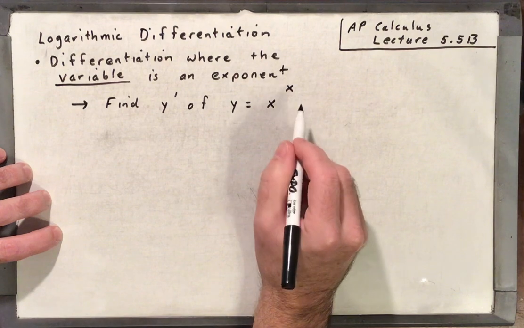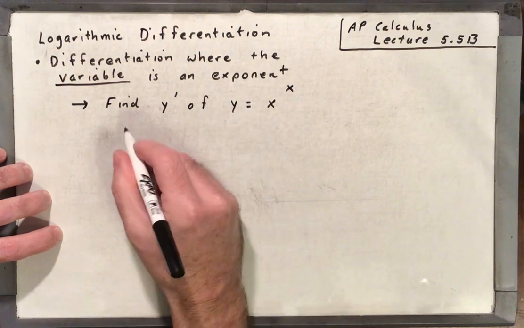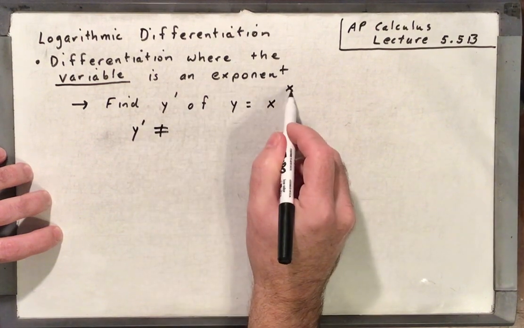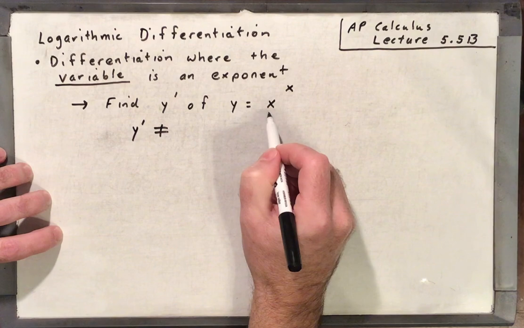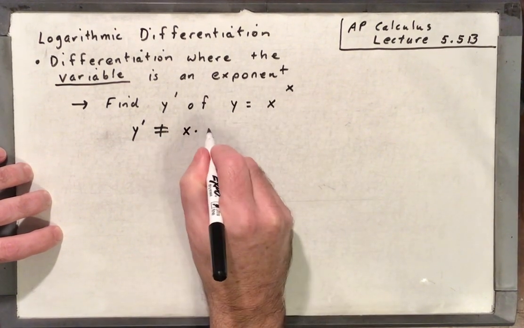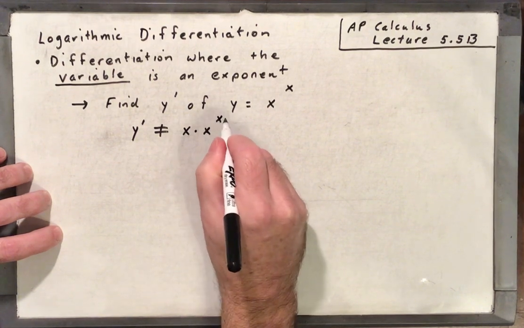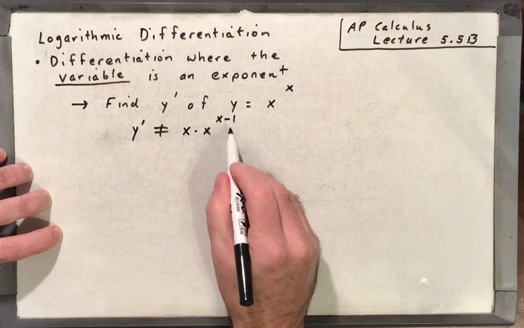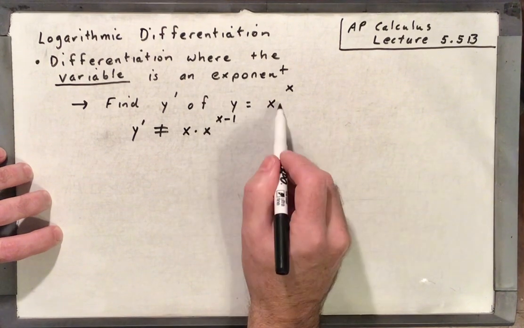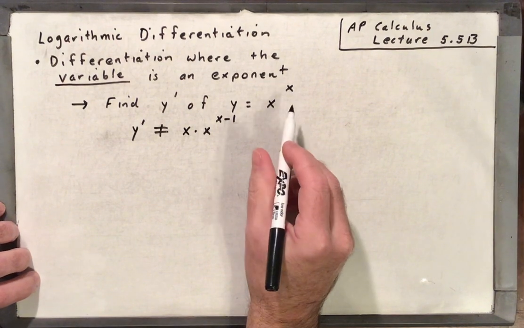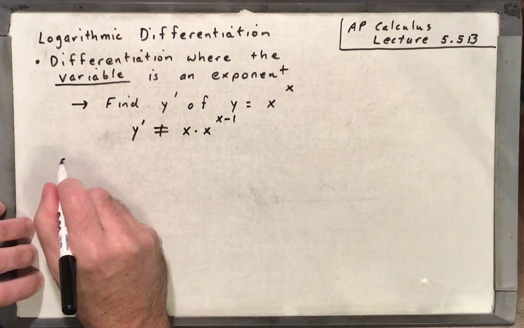Now I want to tell you before we start this process what y prime is not equal to. You don't use the power rule for this. It's not equal to bringing that exponent down front, so x times x to the x minus 1. All right? Do not get caught in that mistake. I've had students do that in the past, so I just want to start the whole lecture off. You do not use the power rule to perform this operation.